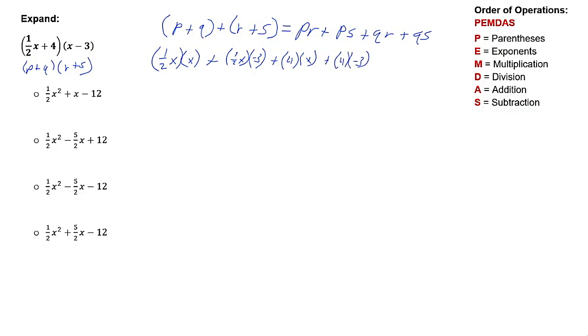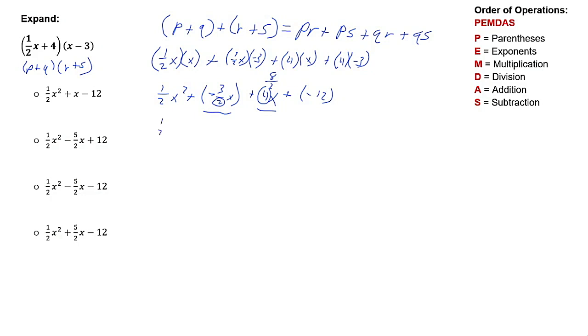So now if we work this out, we end up with 1/2 x squared plus -3/2 x plus 4x plus -12. So now we can combine these two pieces in the middle. And in order to do that, let's convert this 4 into a fraction using this least common denominator of 2. So that would be 8/2. 8/2 is the same as 4, but it allows us to combine these more easily.